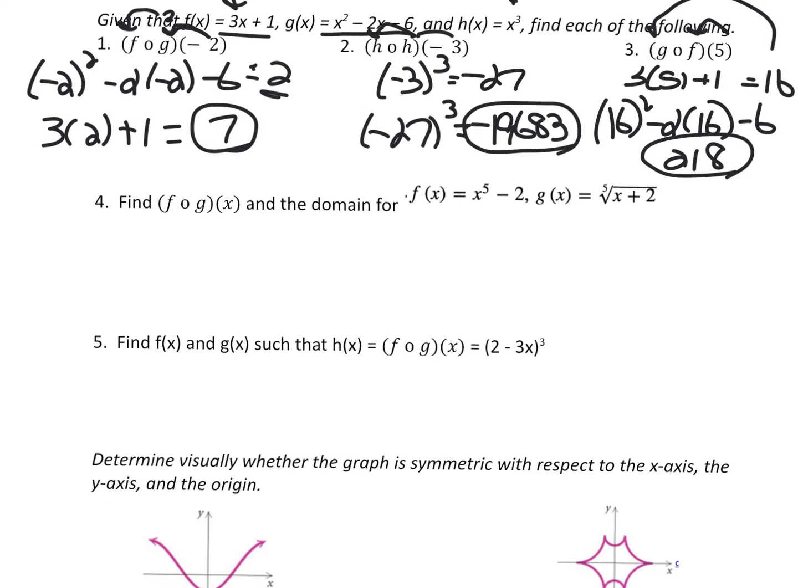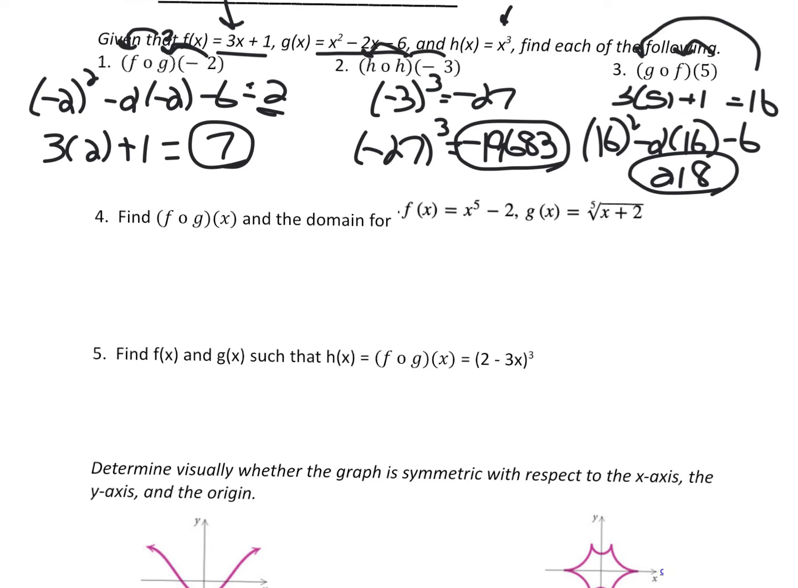Number 4 says find f of g of x and the domain. Now when it says f of g, I'm actually taking function g and plugging it into f. So I'm taking this whole thing right here and plugging it right there. So it's going to look like this: the 5th root of x plus 2, to the 5th power, because it's x to the 5th, minus 2. You just put it in where the x was.